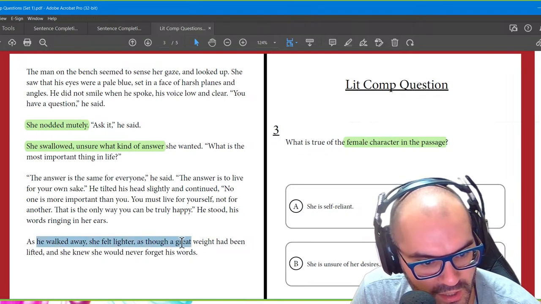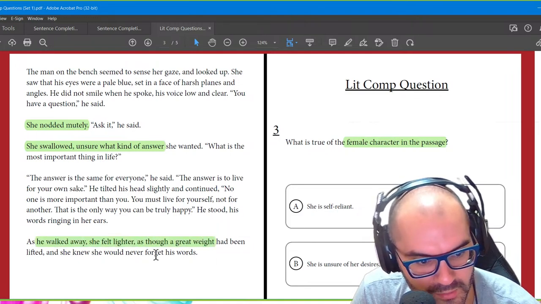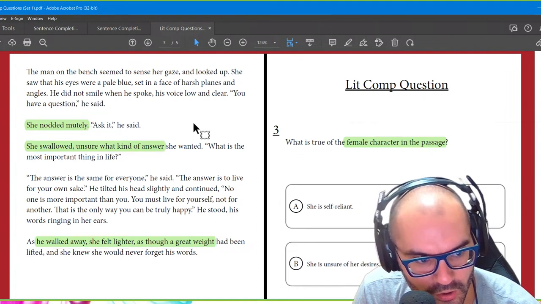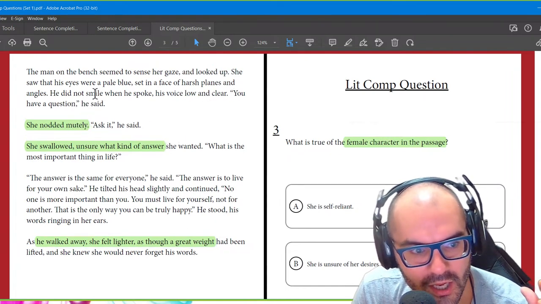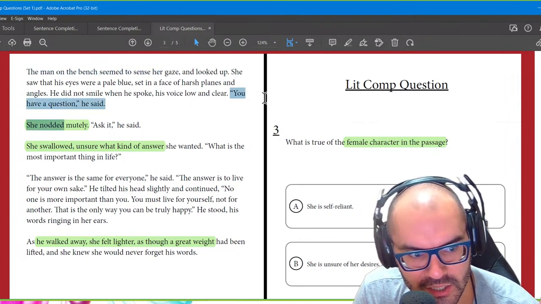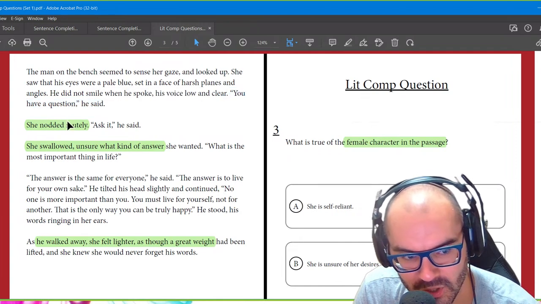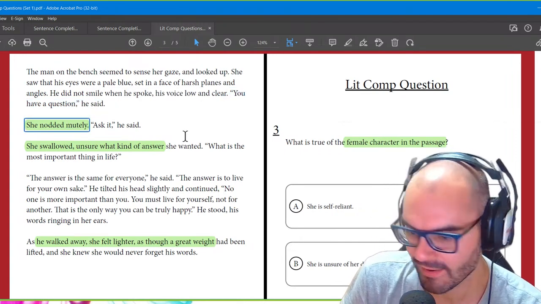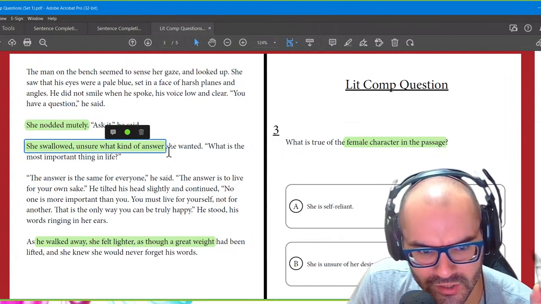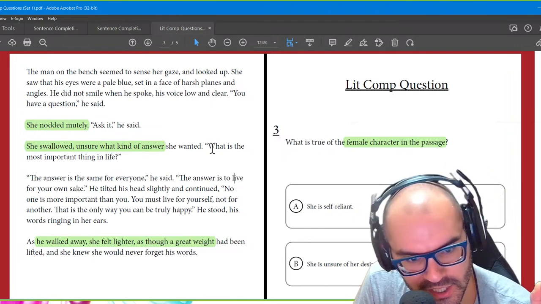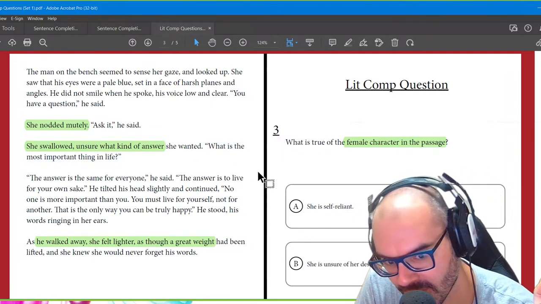And then "she felt lighter." Is there a great way to be lifted? So this is what I want to focus on. These are some things about her that I can look at. She is there in front of this man. He says, you have a question. He has to force her to ask this question. She nodded mutely. She didn't actually say, yes, I have a question. And then she still wasn't quite sure how to get the question out there. And then she asked this deep, profound question.